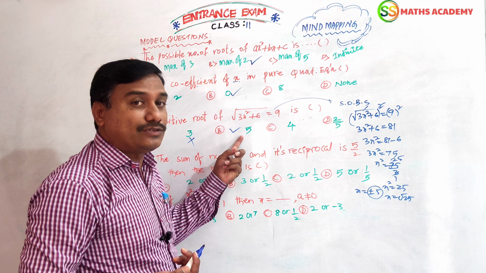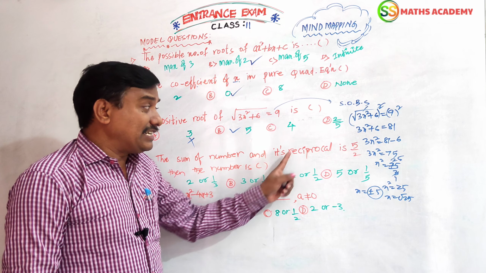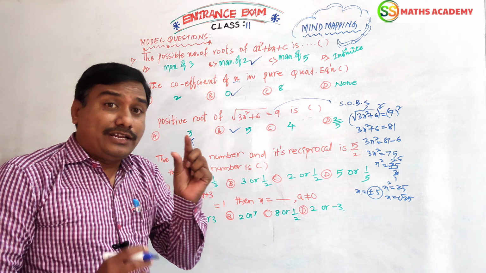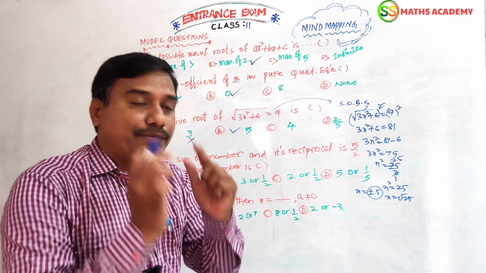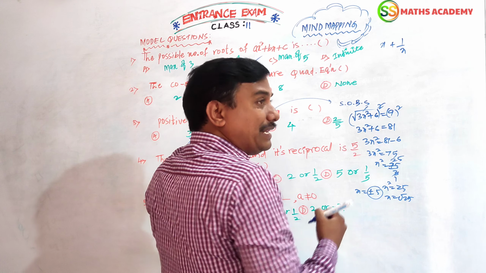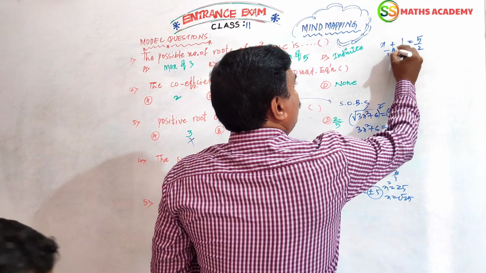Next, the sum of a number and its reciprocal is 5 by 2. Then the number is? Some number and its reciprocal is 5 by 2. For example, the number you don't know is x. Reciprocal means 1 by something, so 1 by x. The sum, plus, equals 5 by 2. So what we have to do is cross multiplication: x into x, x square, 1 into 1 by x, that equals 5 by 2.